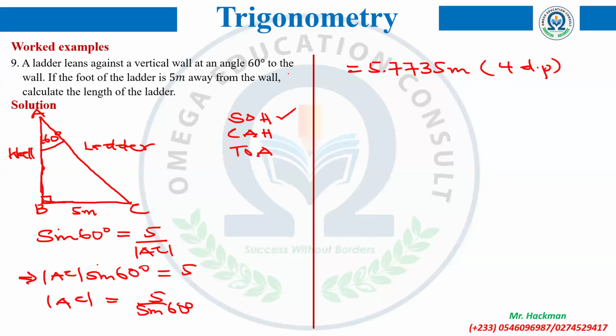Okay, so at this point, unfortunately, I cannot draw my conclusion with AC. I introduced A and introduced C. So in math, you always avoid concluding with what you introduce. In that case, I'm going to use the wording of the question to help me draw my conclusion. So I'll write therefore, 5.7735 meters is equal to the length of the ladder, or ladder length. That will be more concise and precise.